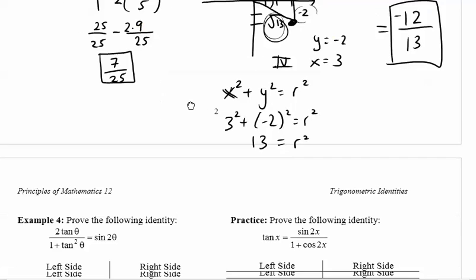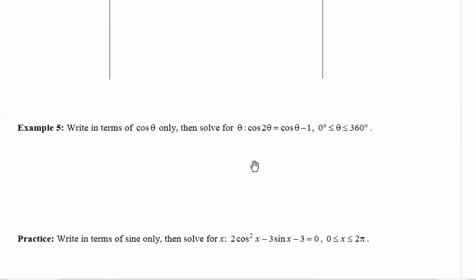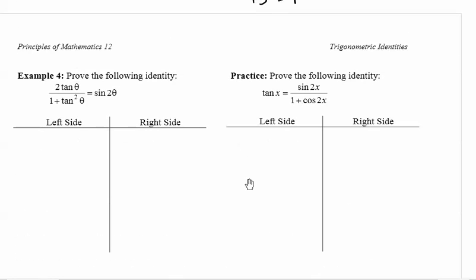So, very last page. More proofs. So for the first proof, instead of tangents, we're going to write sines over cosines.